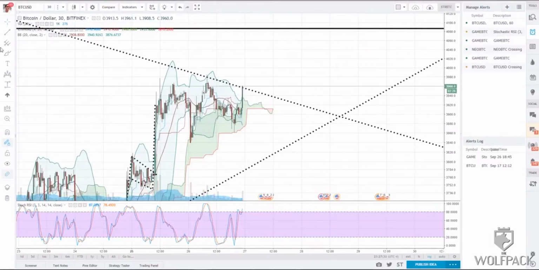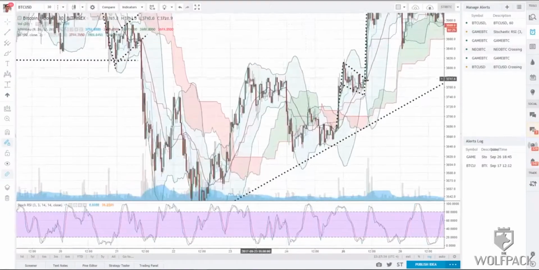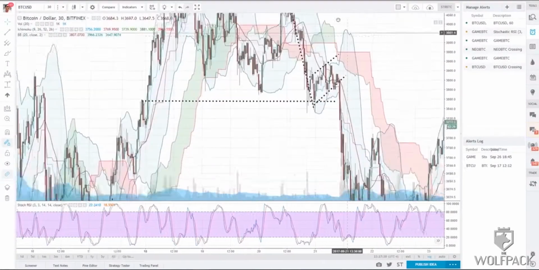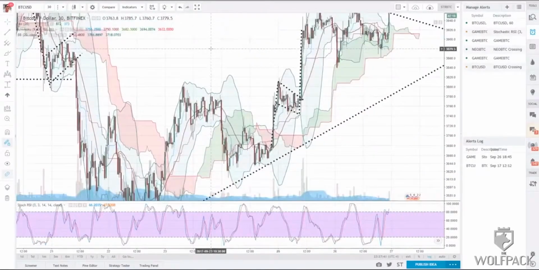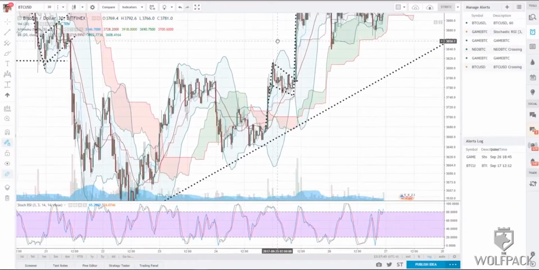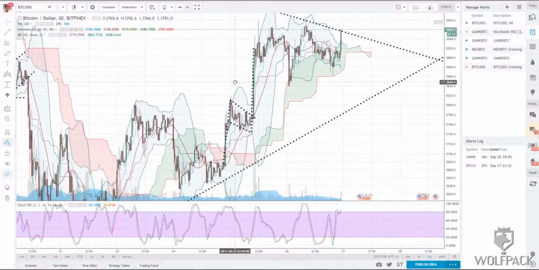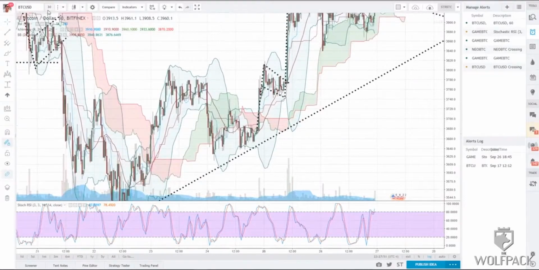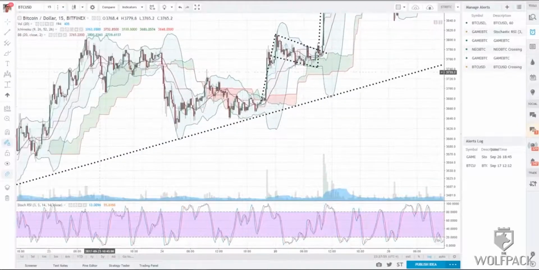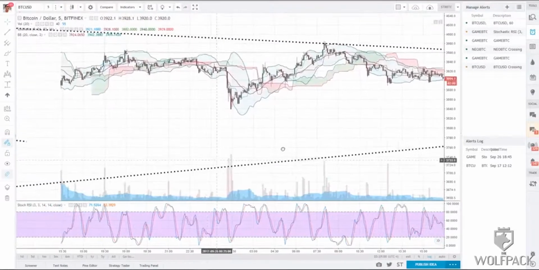3-point drive. A live example of a 3-point drive. I feel like we had that recently. Where was it? I know we had it recently. I think if I zoom in, there's a 3-point drive right here. I knew it.